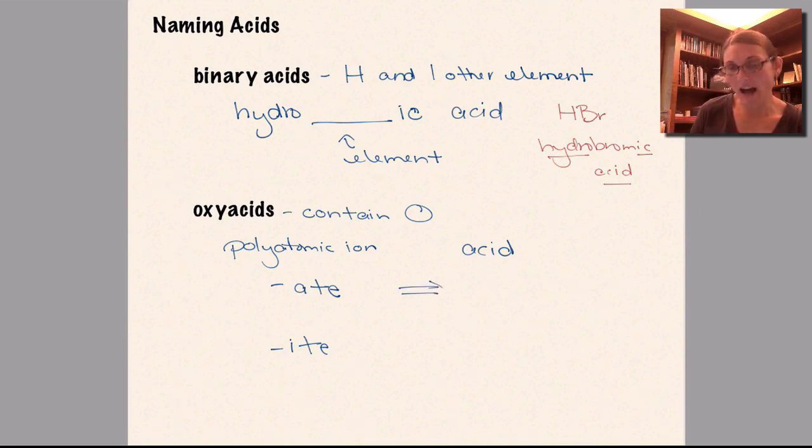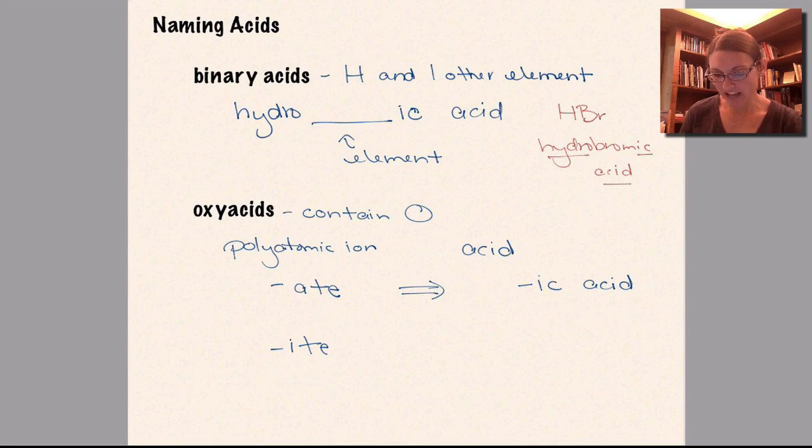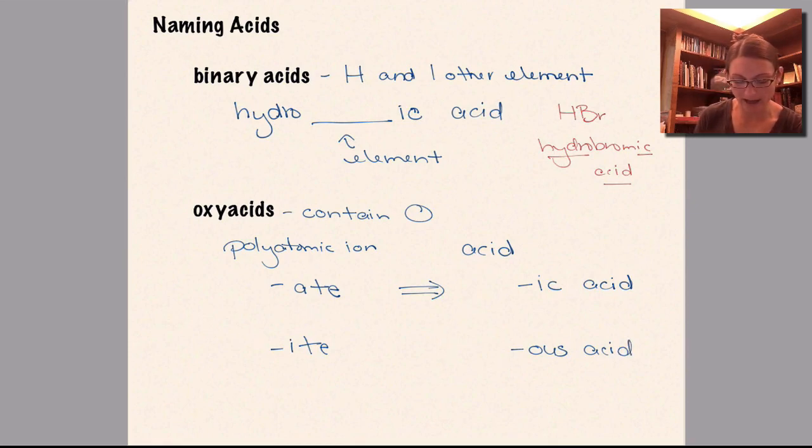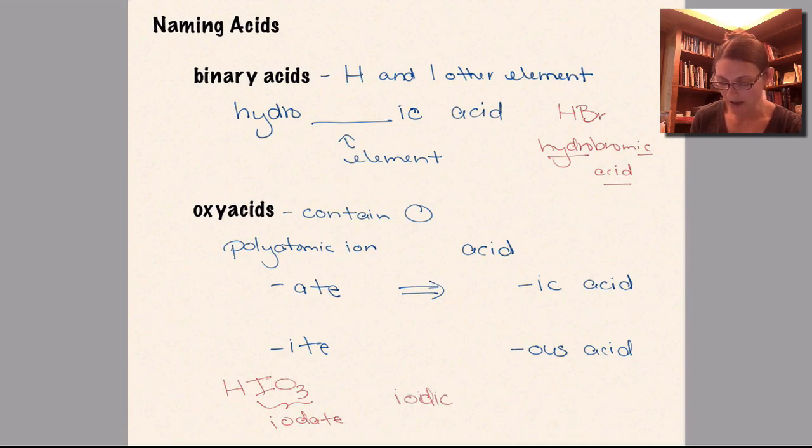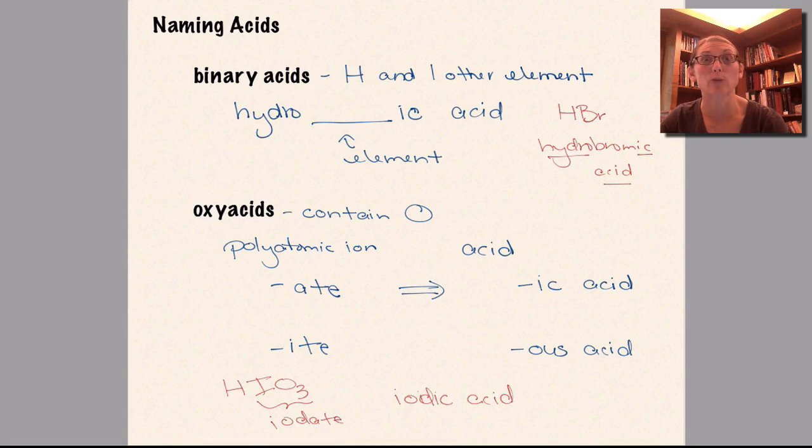If the polyatomic ion name ends in ate, then your acid is an ic acid, no prefix. If your polyatomic ion's name ends in ite, this is an us acid. So for example, if I have HIO3, IO3 is the polyatomic ion iodate, and so this is going to be iodic acid. Please note the difference between binary acids and oxyacids is that oxyacids don't have that hydro prefix.